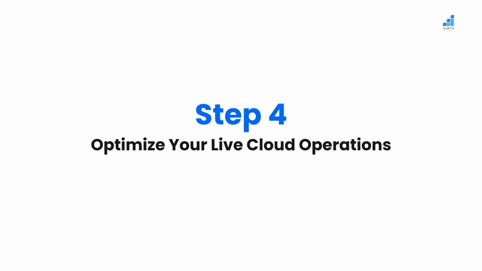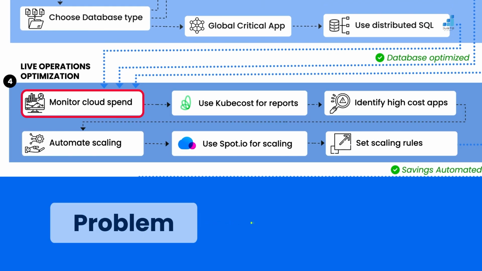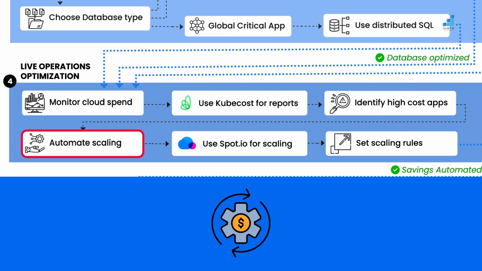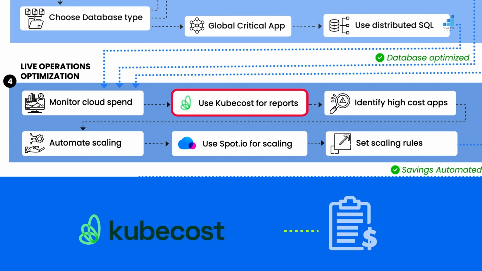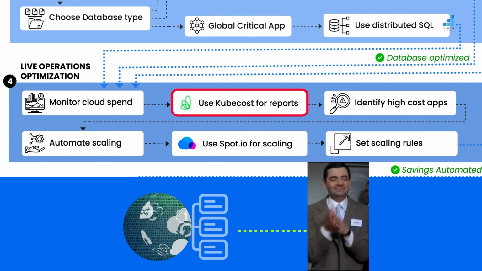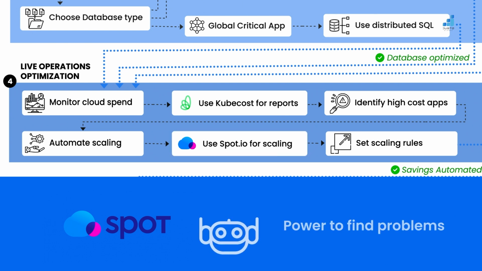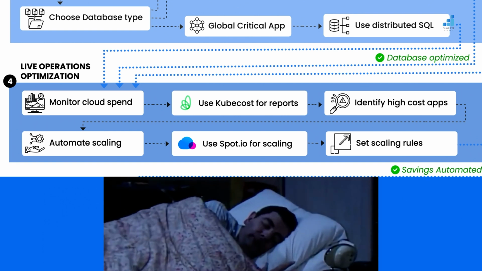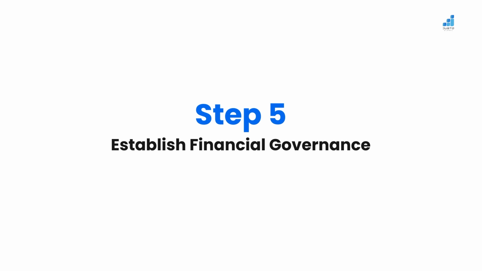Step 4. Optimize your live operations. There are 2 parts. First, you admit you have a problem and find a waste. Then you automate the savings. You use a tool like Kubecost to get a clear, itemized report of your spending. It shows you exactly which apps are costing the most. Then you use a platform like Spot.io to automatically scale your servers up and down with your actual traffic. This gives you the power to find problems and an automated robot to fix them 24/7, because let's face it, you need the sleep.